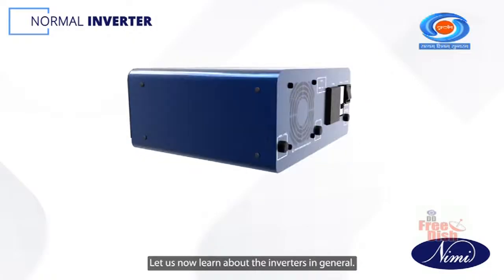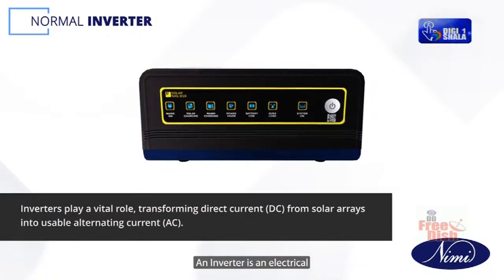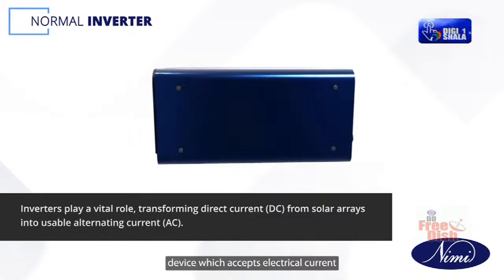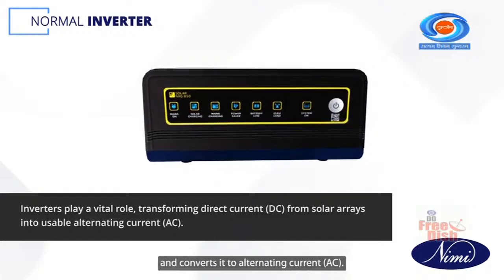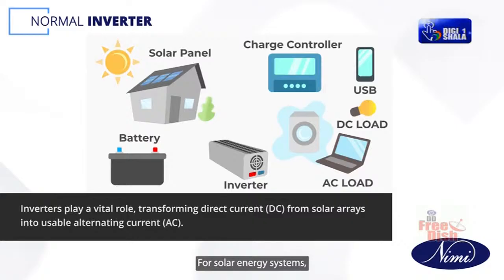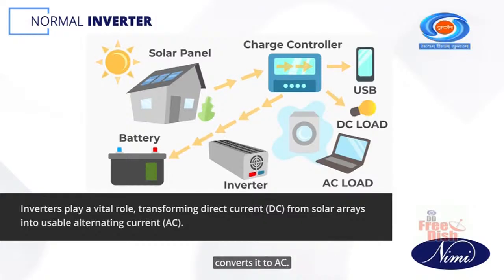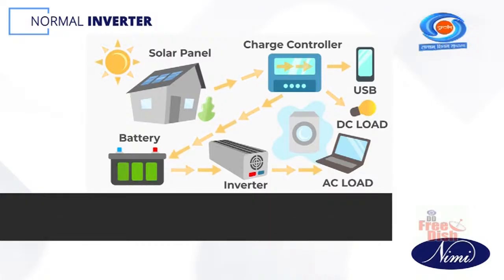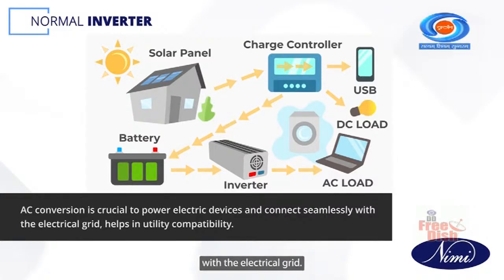Let us now learn about the inverters in general. An inverter is an electrical device which accepts electrical current in the form of direct current DC and converts it to alternating current AC. For solar energy systems, this means the DC current from the solar array is fed through an inverter which converts it to AC.